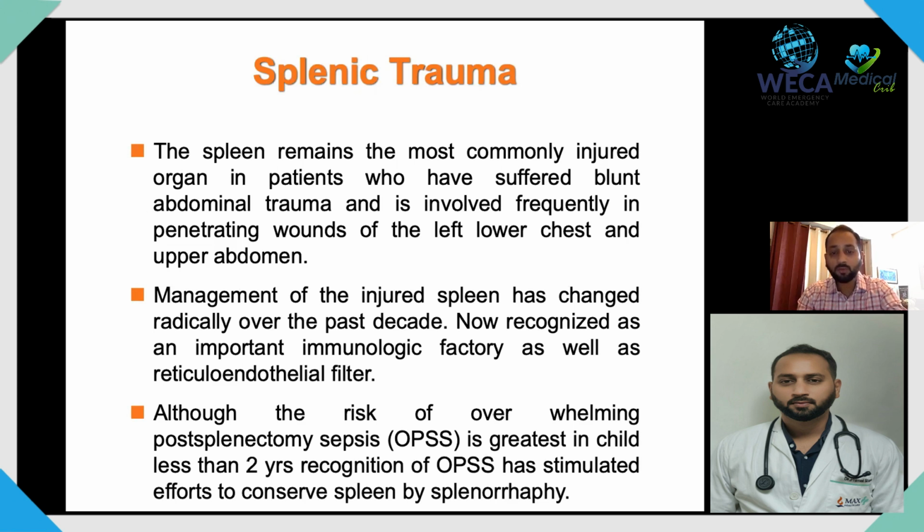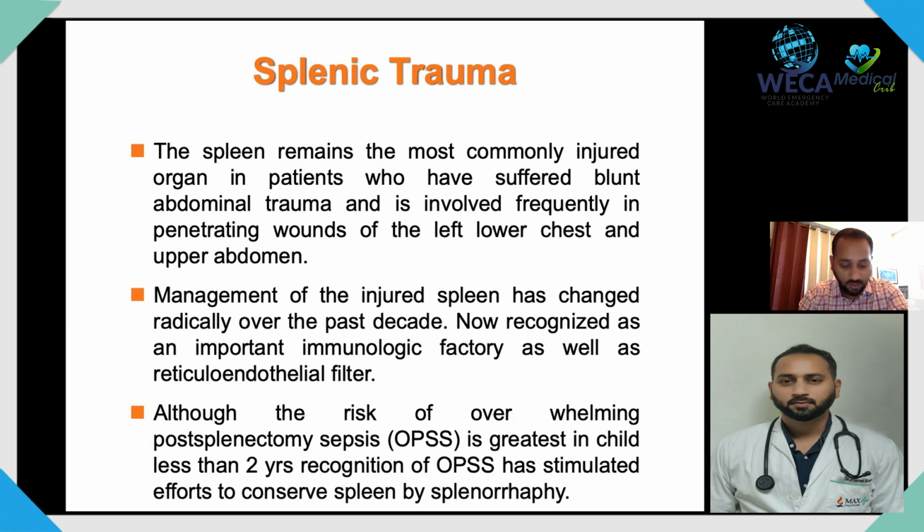Now coming to the most commonly injured organ, that is the spleen. It remains the most commonly injured organ in blunt abdominal trauma, and it is very frequently involved in penetrating wounds of the left lower chest and upper abdominal trauma. But again, even in blunt trauma, the spleen is the most frequently injured. And again, we will come to the grading of the injuries. But first of all, the management of splenic injury has drastically changed over the past decade.